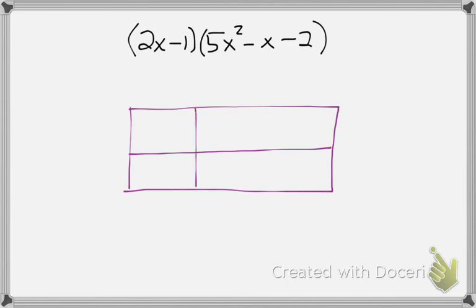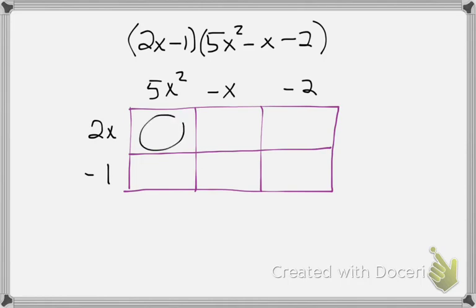So this time, if I interpret this geometrically, I'm going to have a length and a width. I just have 2x and minus 1, so I'll just do 2 rows. But I have 5x squared and minus x and minus 2, so I have 3 columns. Does that make sense? I'm a visual learner. So all this is doing is giving us a visual to make sure that we don't miss any of the multiplications that we're supposed to do.